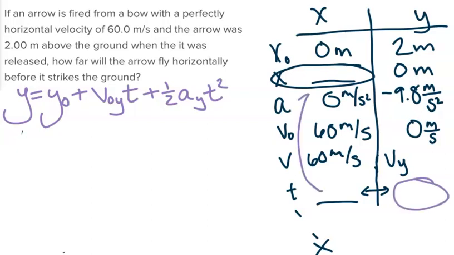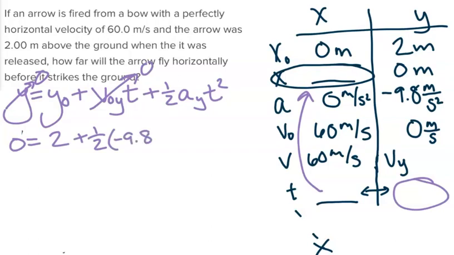So we can plug in all the information that we have. Our y final position is going to be 0. Our initial y velocity is also 0. So we can go ahead and write 0 equals 2 meters. And then we have 1/2 times our negative 9.8 meters per second squared. And then we're solving for time squared. So I'm going to move this 2 over to the other side. And then we have negative 4.9 t squared on the right side.